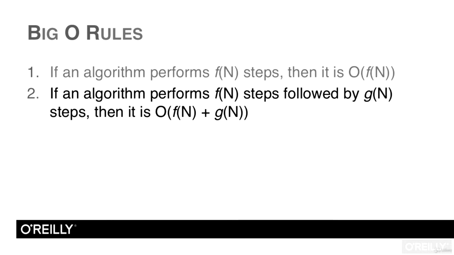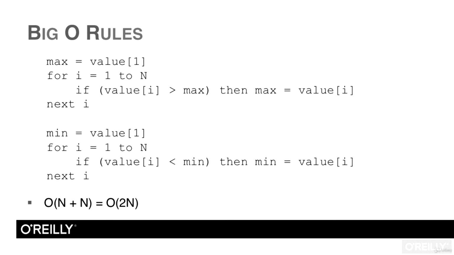Here's the second rule. If an algorithm performs f of n steps followed by g of n steps, then it has behavior order f of n plus g of n. For example, consider this algorithm for finding the maximum and minimum values in an array of values. The algorithm starts as it did before to find the maximum value. Then it repeats roughly the same steps to find the minimum value. First it performs n steps, then it performs another n steps, so its behavior is order n plus n, or order 2n. If the algorithm performs some steps followed by some more steps, you can add the behavior of the two sets of steps.